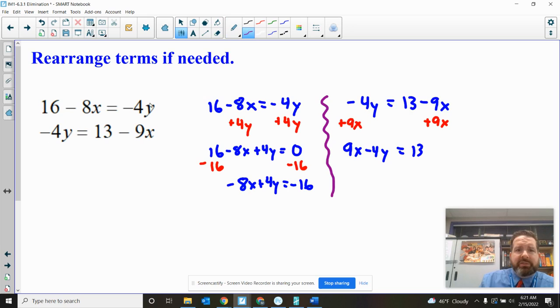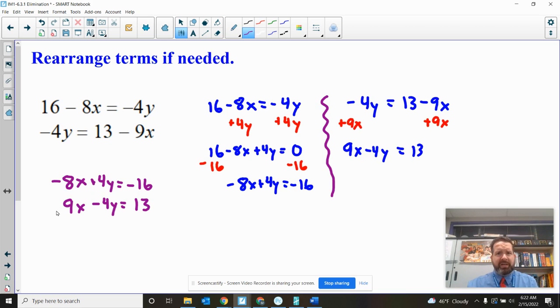At this point, I'm going to come over here now, just for space reasons. The top equation has now become this equation: negative 8x plus 4y equals negative 16. And the bottom equation has now become this equation: 9x minus 4y equals 13. And look at that. Now I've got my set of opposites.